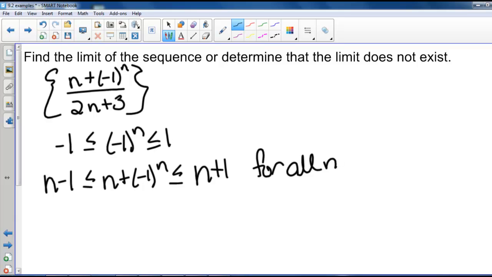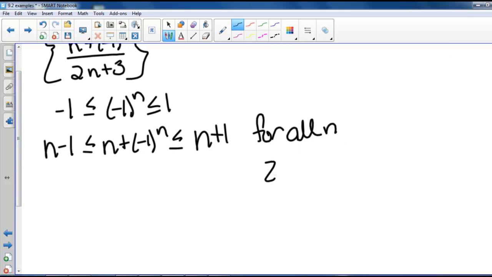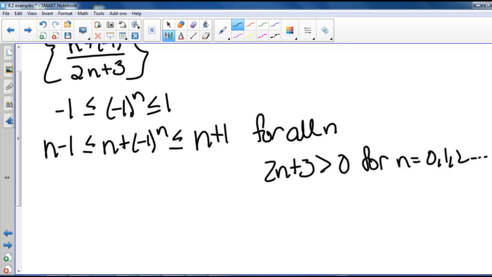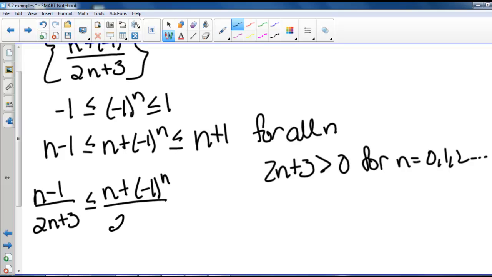And we know that 2n plus 3 is greater than 0 for n equals 0, 1, 2, etc. So we can divide each section by 2n plus 3. So n minus 1 over 2n plus 3 is less than or equal to n plus -1 to the n over 2n plus 3 is less than or equal to n plus 1 over 2n plus 3.